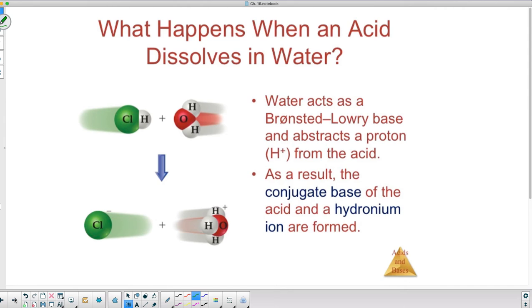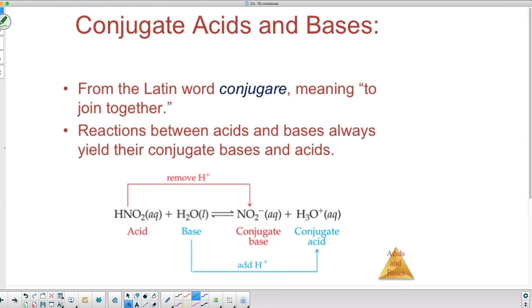What happens when acid dissolves in water? I just went through all this. Here's HCl. The H and the Cl split up 100% of the time. The H goes with the water to produce a hydronium ion, and the Cl stays separate. Okay, conjugate, we just discussed this. I went too far ahead. Here's my acid conjugate base pair, and here's my base conjugate acid pair. Okay, that's how we keep them separated.